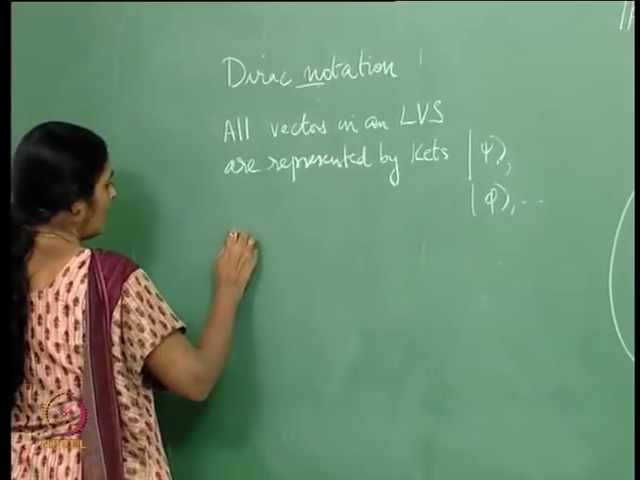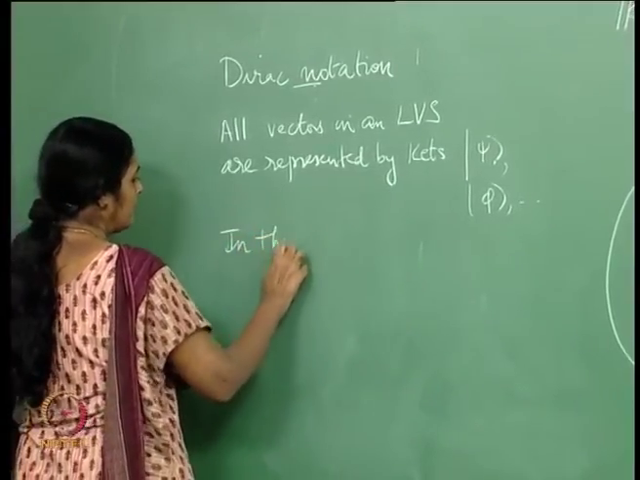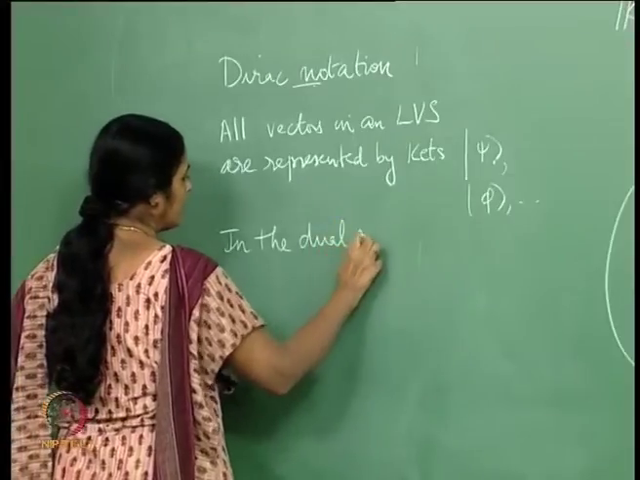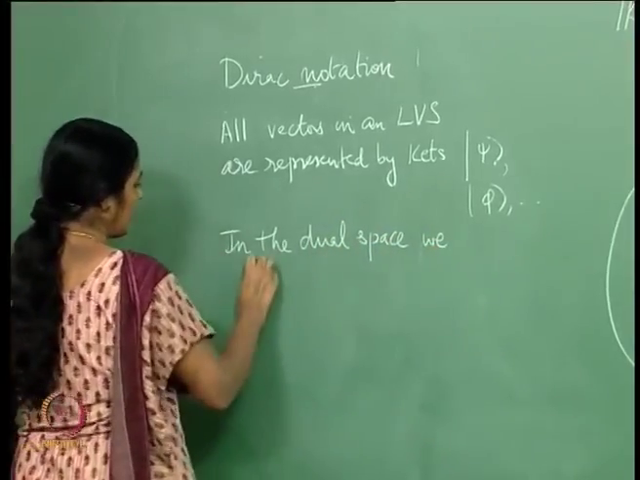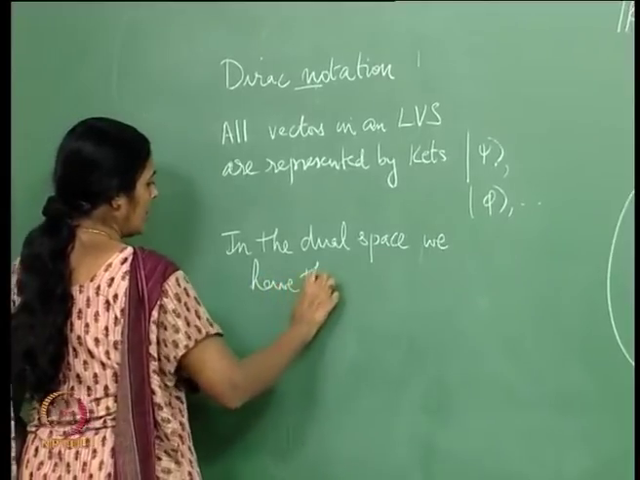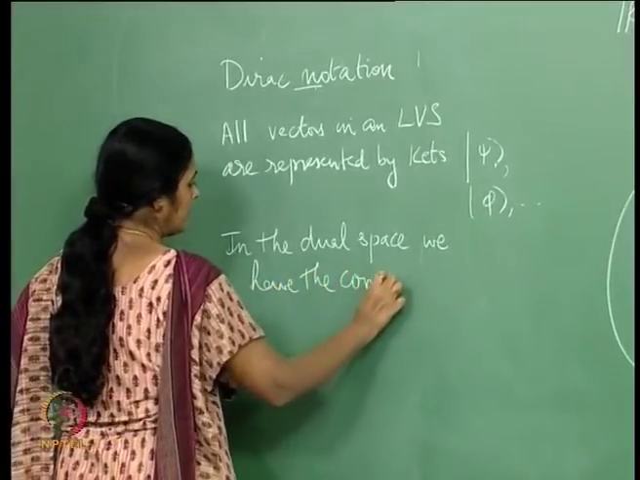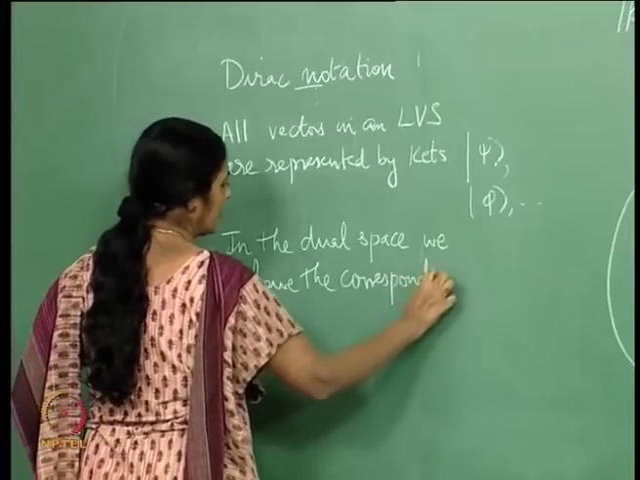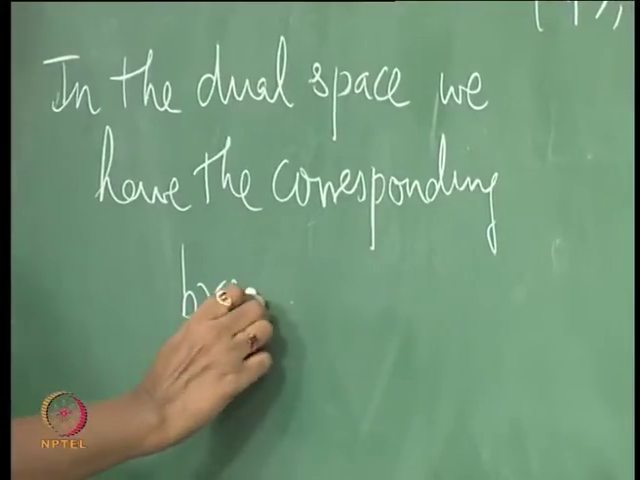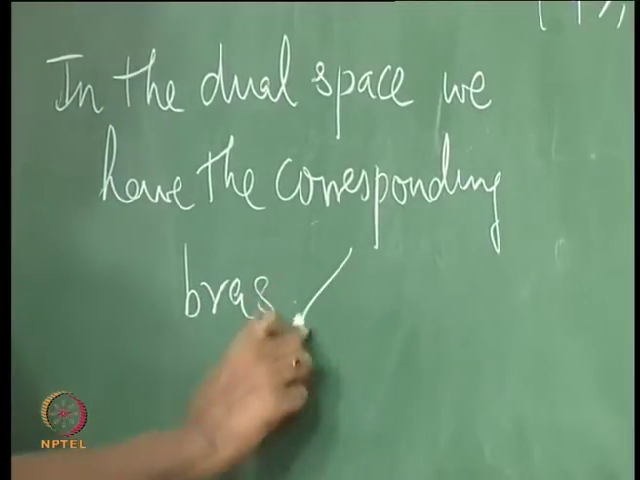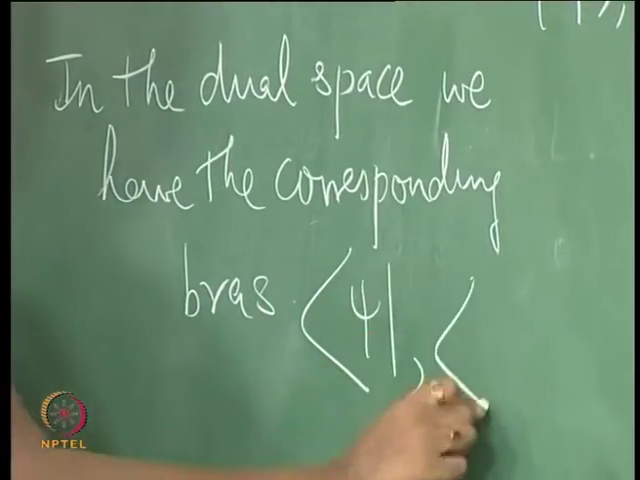In the dual space, we have the corresponding bra vectors. I call them the bras. So, this is how you represent a bra.